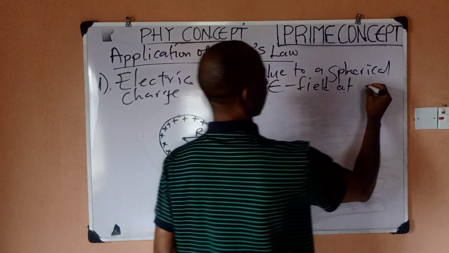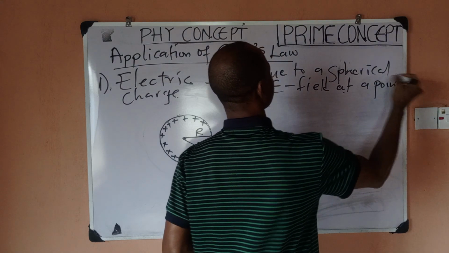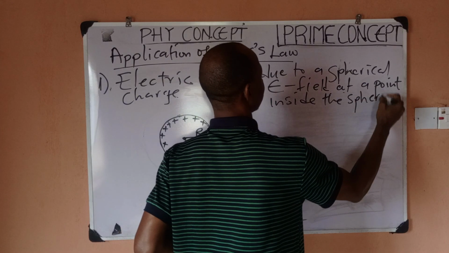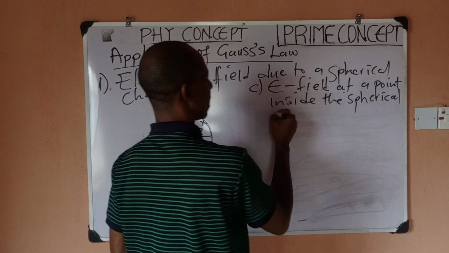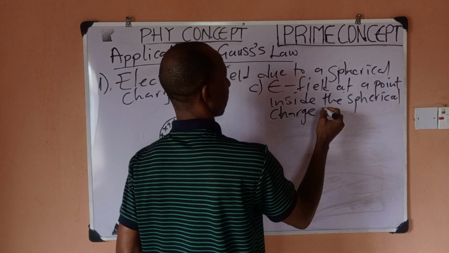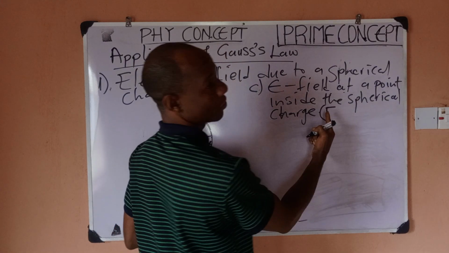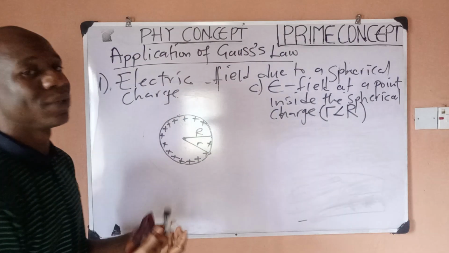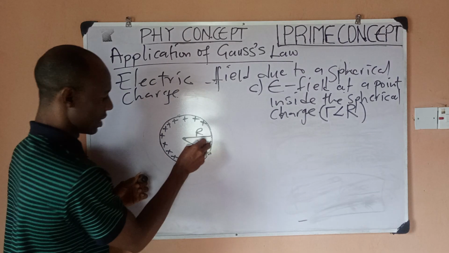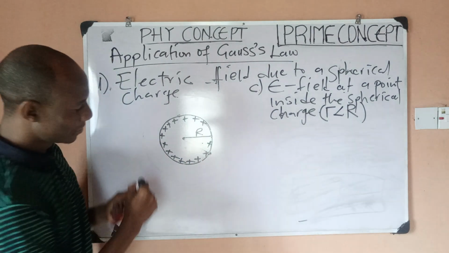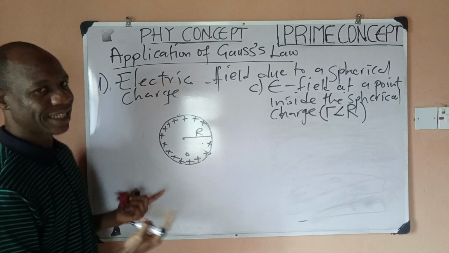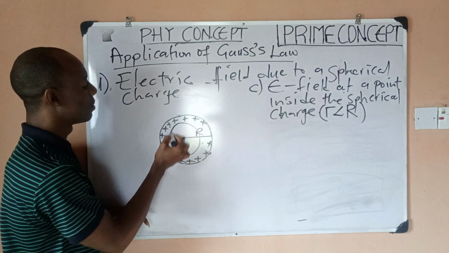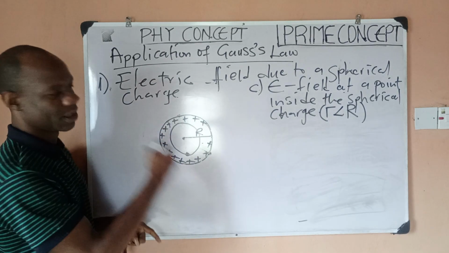Electric field at a point inside the spherical charge. In this case, the radius of the Gaussian surface is going to be less than the radius of the sphere because the Gaussian surface will be inside. Since we're trying to consider the electric field at some point, let's say this is the point we are considering, at a point inside. So it means my Gaussian surface is going to be within. So this is going to be my Gaussian surface. It's going to be within the spherical charge.